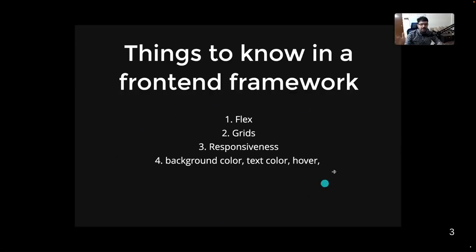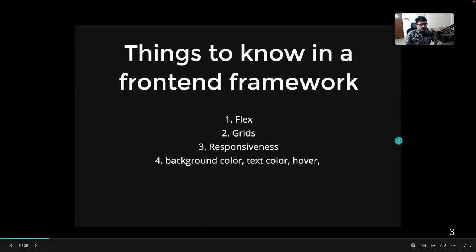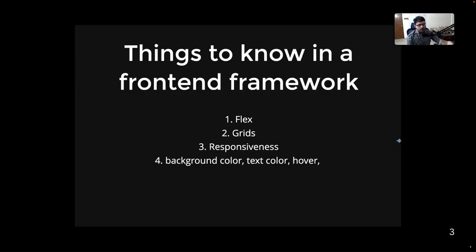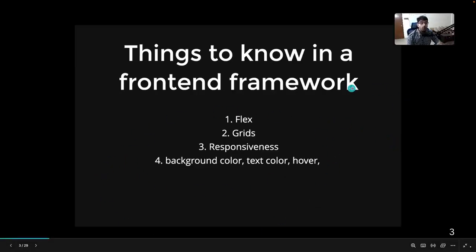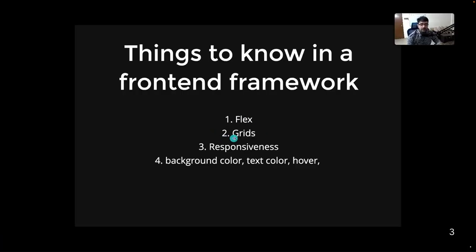Things like these. Once you have this, then you can start to build on an existing CSS library or styling library. So this we will learn first. Hopefully you already know what flex is, what grids are, what responsiveness is, background color, text. We have done this much CSS. So if you understand that raw CSS, you should be able to understand how to write the same styles in Tailwind, which is what we're doing today.